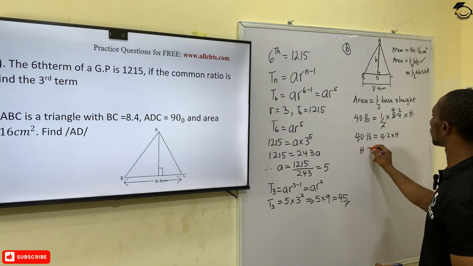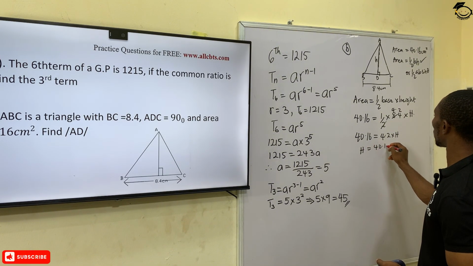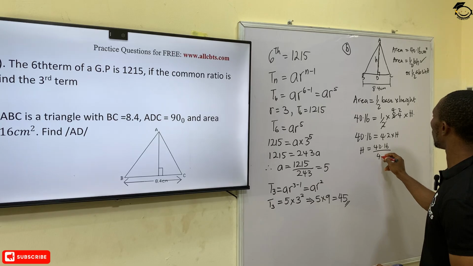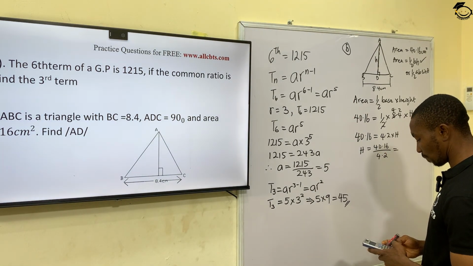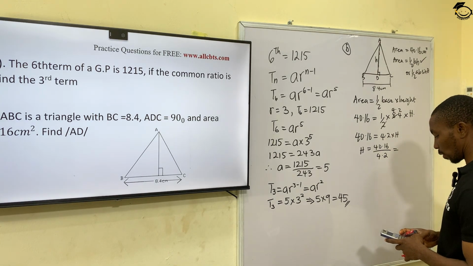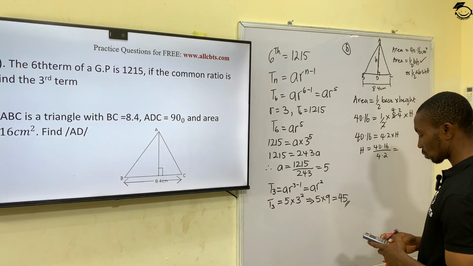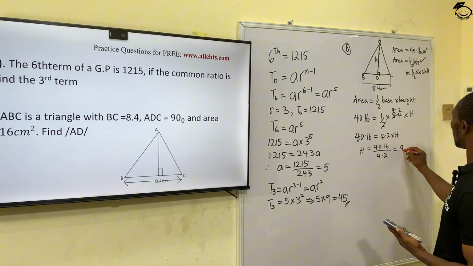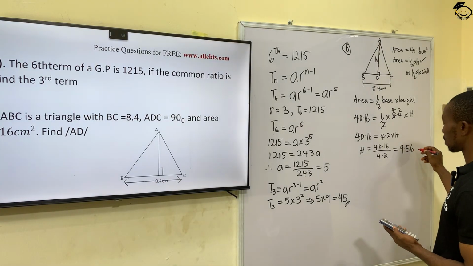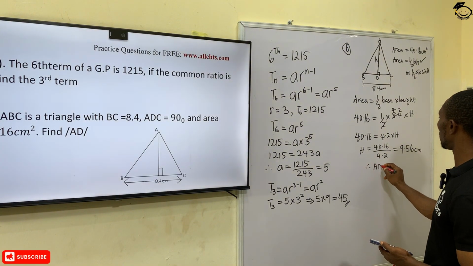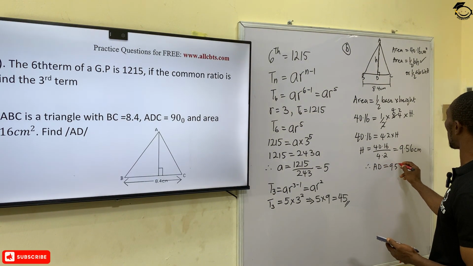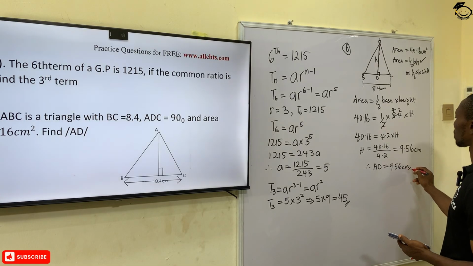So our height will be 40.16 divided by 4.2, which would give us 9.56 centimeters. So therefore, our AD would be 9.56 centimeters.